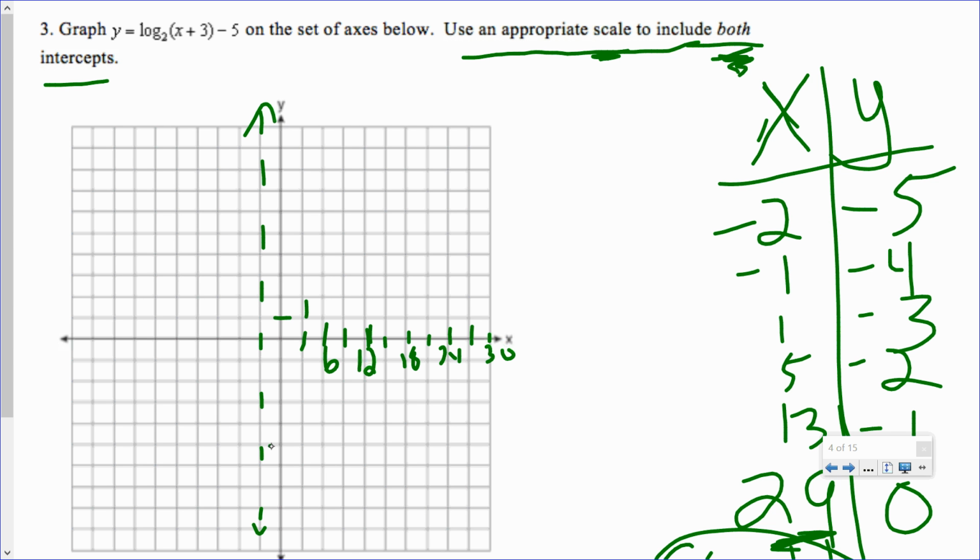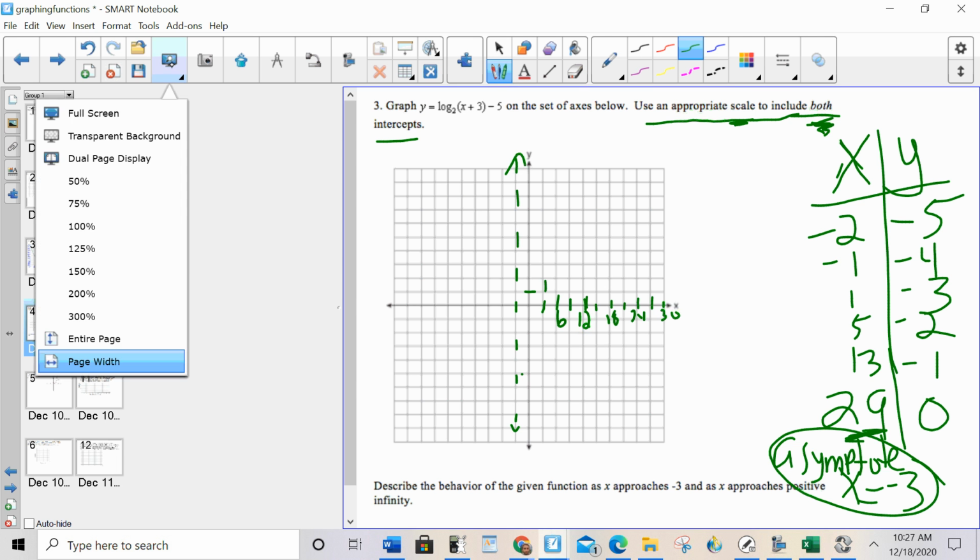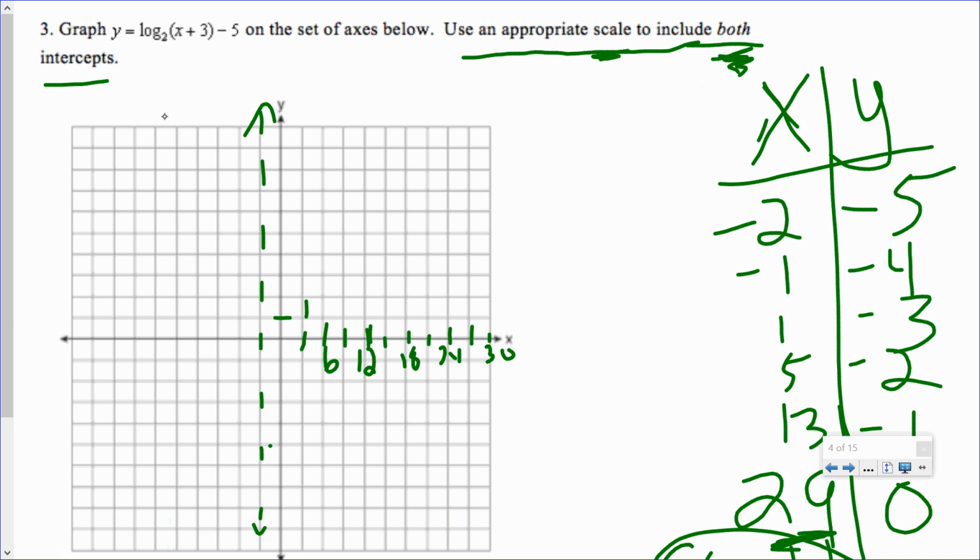Negative 1, negative 3. Again, negative 1. So negative 2 is closer to negative 3. Negative 1 is closer to 0. The next point is 1, comma negative 3. So 1 is between 0 and negative 3, which I put in the wrong spot, my mistake. Let's erase that. So negative 1, negative 4 is there. 1, negative 3 is there, between 0 and 3.